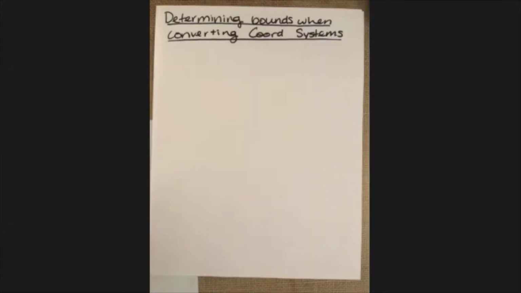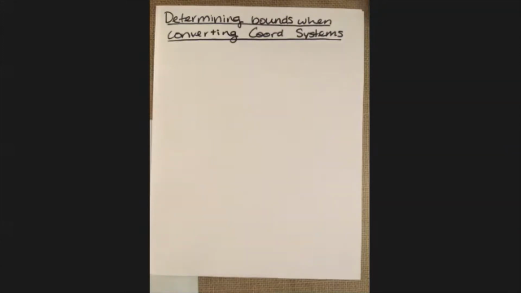Hey everyone, I got some requests to talk about the idea of figuring out your bounds when you're working with converting to a different coordinate system, particularly in the context of setting up an integral. So I wanted to spend some time going over a few examples of how to do this, some of them a little bit trickier than the ones that we've looked at previously.